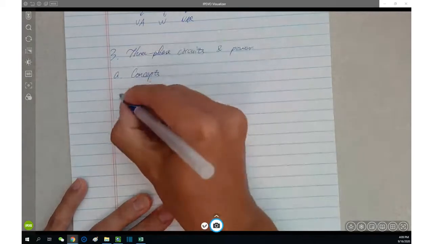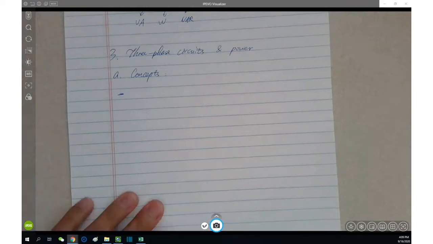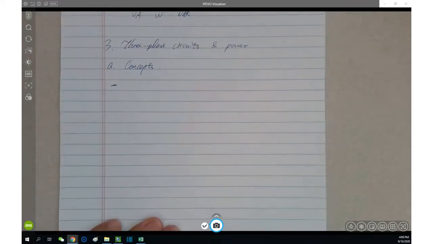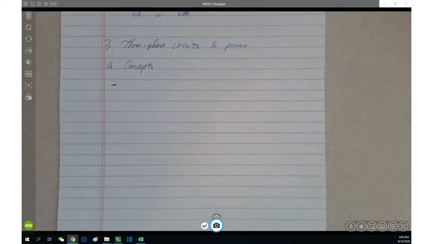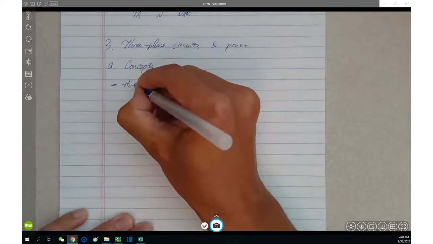What does it mean by basic concepts? Well, we need to learn, first of all, the three-phase voltage and the current. It's very nice that you guys, I think, have learned a lot about them in the 335. So here, I think it's much, much easier to understand and recall. So first thing about three-phase voltage.